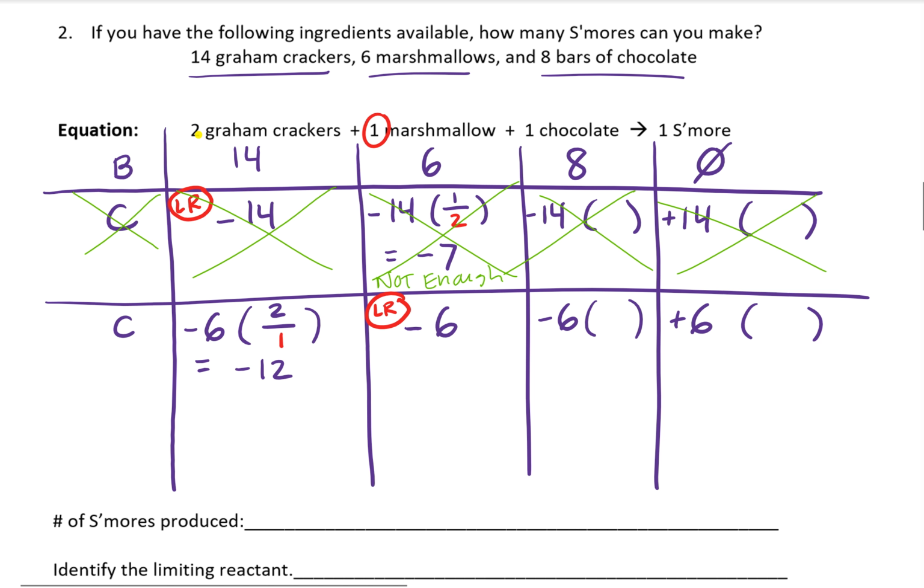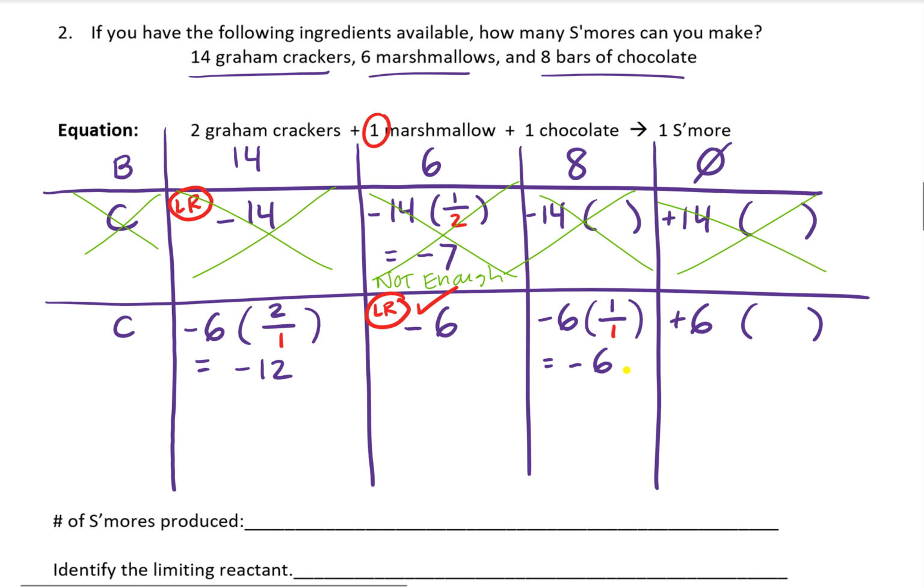So this looks good so far, but let's check to make sure that we have enough chocolates for this complete reaction. Chocolate has a coefficient of 1. The coefficient of our limiting right now is the marshmallow, and that's a 1. And so 6 times 1 is 6. And you pause and you evaluate. Do you have enough chocolates to complete this reaction? You started with 8. Our change is 6. Yes, you have enough. So we're going to keep on going. So that must mean, yes, the marshmallow is the limiting reactant.